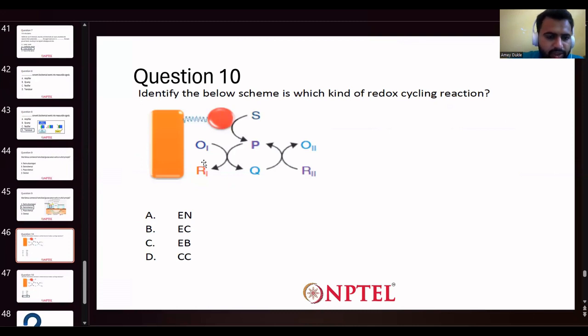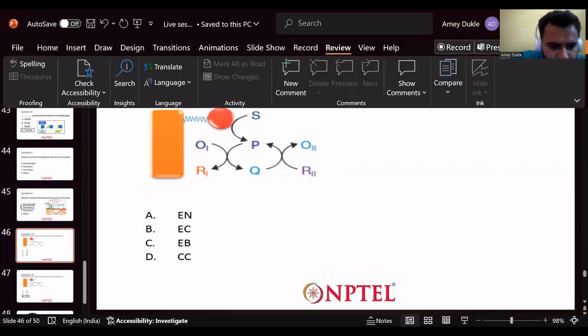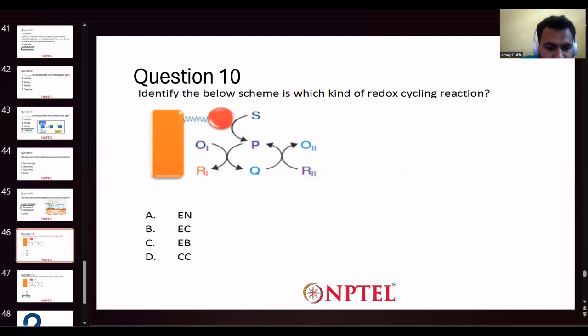So coming to the last question, question 10: identify the scheme for this redox cycling reaction. This comes from the week 2 content. I guess by the time this lecture is released, the week 2 content has also been released. So from this we can see that it is a CC reaction.